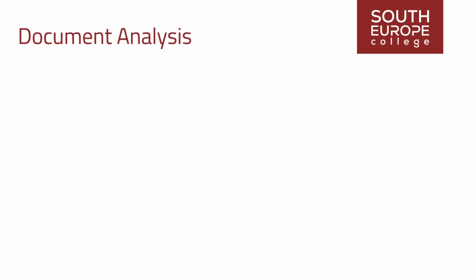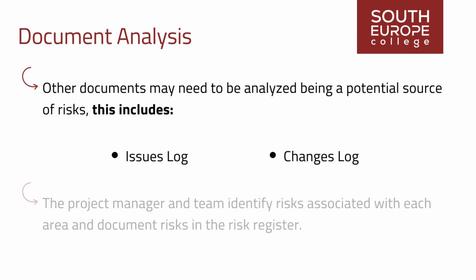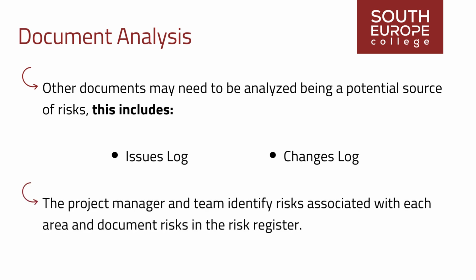In the case of reassessing and identifying risks during execution and monitoring and controlling, other documents may need to be analyzed as a potential source of risks. This includes the Issues Log, which highlights the current problems of the project, and the Changes Log, which identifies approved changes that might be a source of additional risks. Once these documents have been reviewed and analyzed, the project manager and team identify risks associated with each area, formulate a risk statement for each risk, and document risks in the risk register.